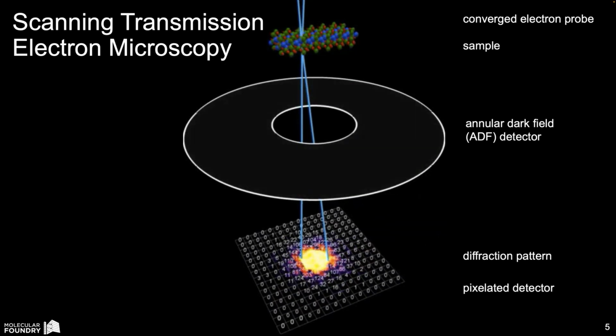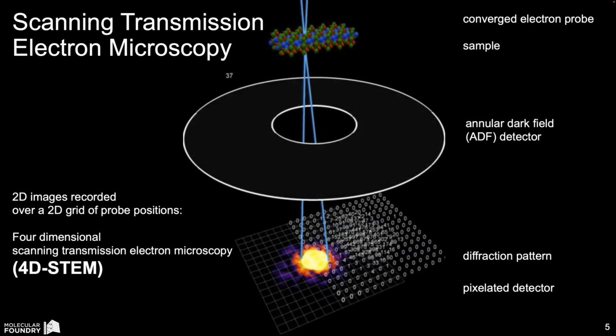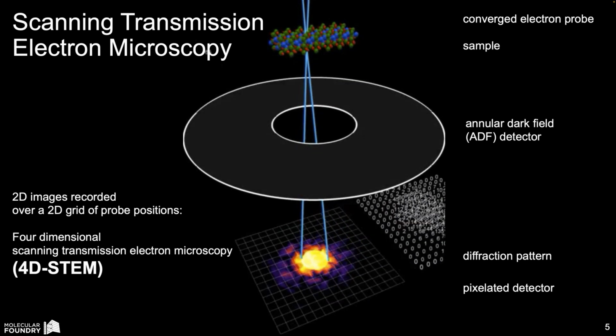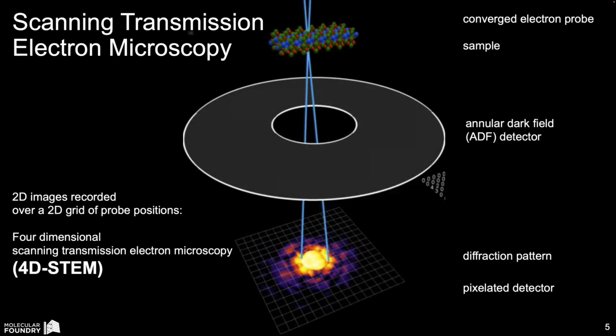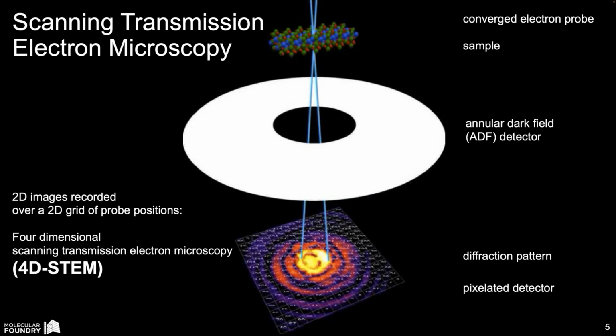Typically, this means that we're going to have a two-dimensional grid of probe positions with a two-dimensional image of the diffraction pattern in the back focal plane at every probe position. And that gives this family of techniques their name, 4D-STEM. Four-dimensional data sets are what is produced here.